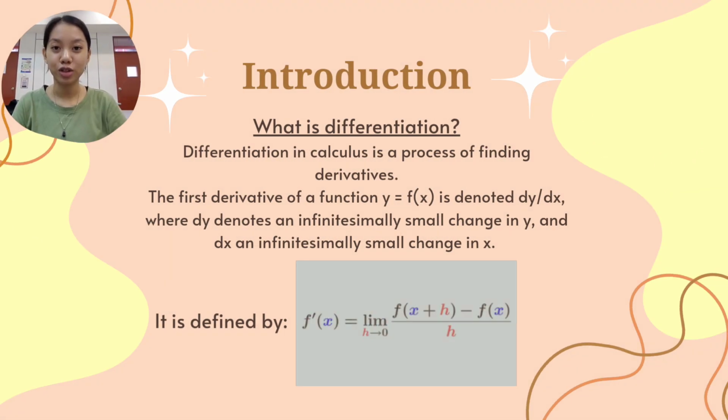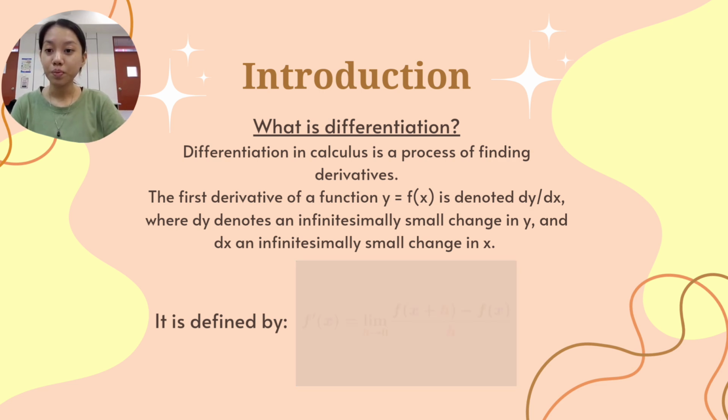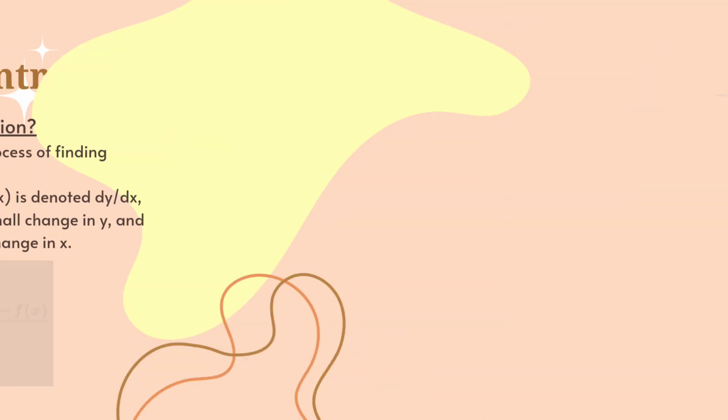Right into the introduction. So, what is differentiation? Differentiation in calculus is the process of finding derivatives. The first derivative of a function y equals f(x) is denoted dy over dx, where dy represents an infinitesimally small change in y and dx represents an infinitesimally small change in x, and it is defined by the picture shown.